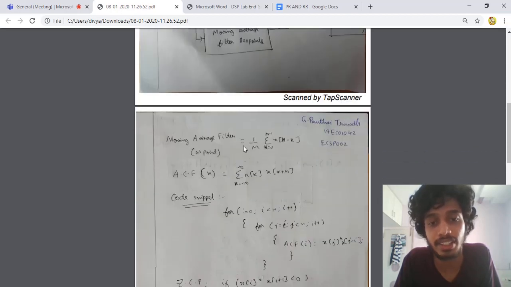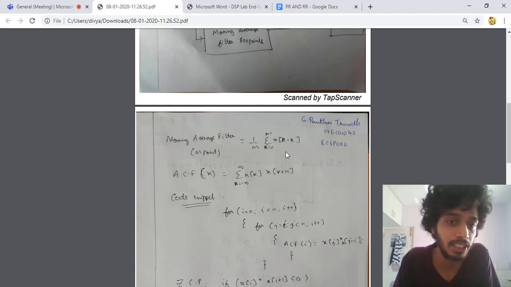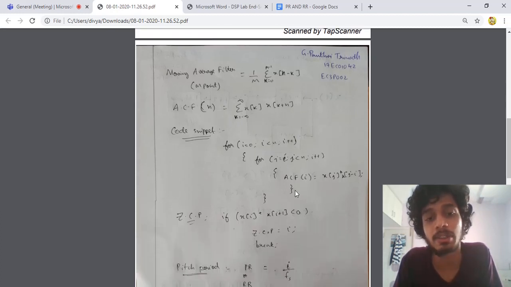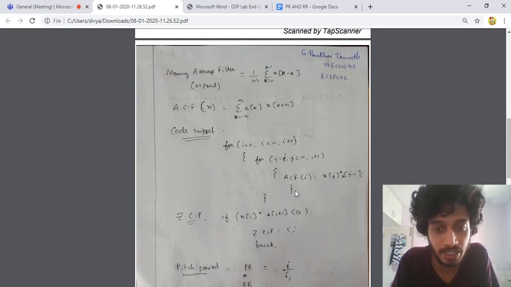This is the equation of a moving average filter. It is nothing but somewhat of a comb filter, and this is the difference equation. And the time domain equation of the autocorrelation function is given here. I have also written the code for the autocorrelation function.